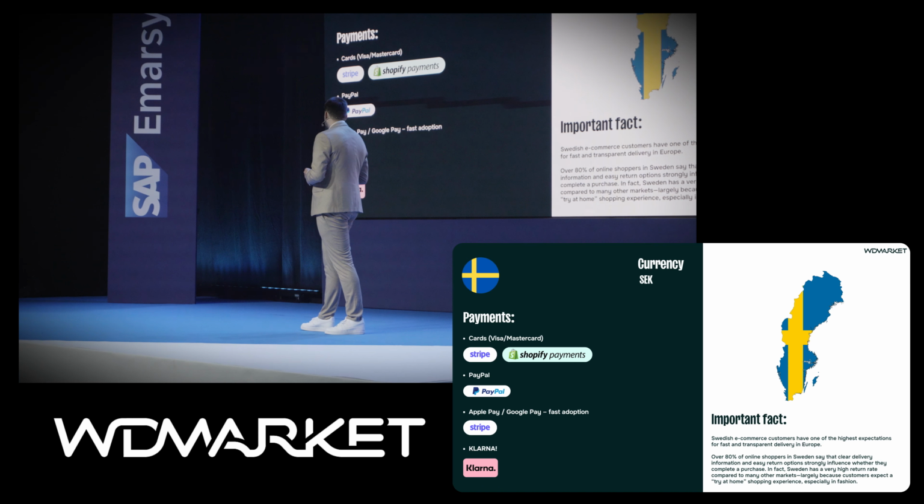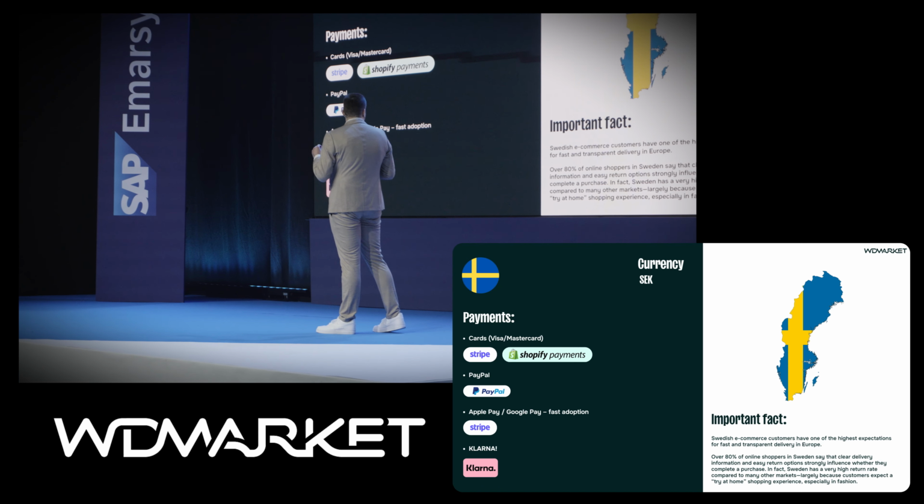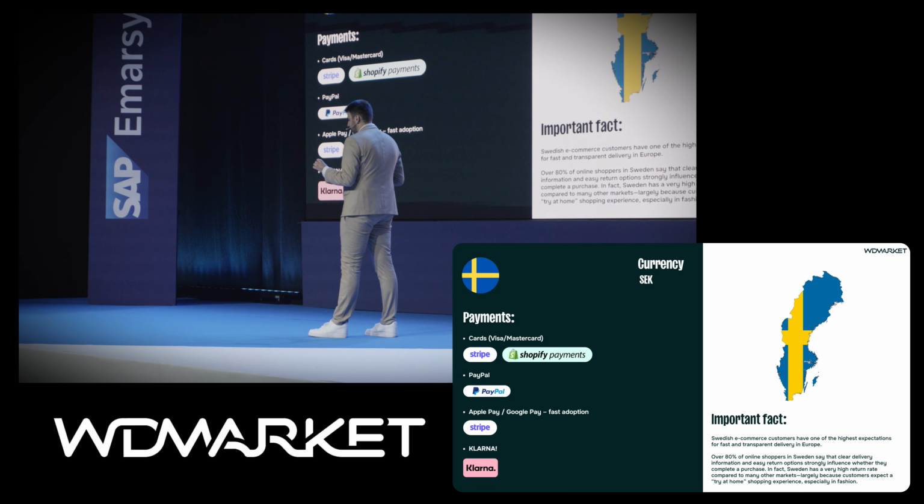And an interesting fact about Sweden, usually they have very high expectations for fast and transparent delivery. So if you don't communicate enough how the delivery works and how fast it is, already on the product page, there could be a problem, because not all people go to checkout. They already make the decision on the product page.